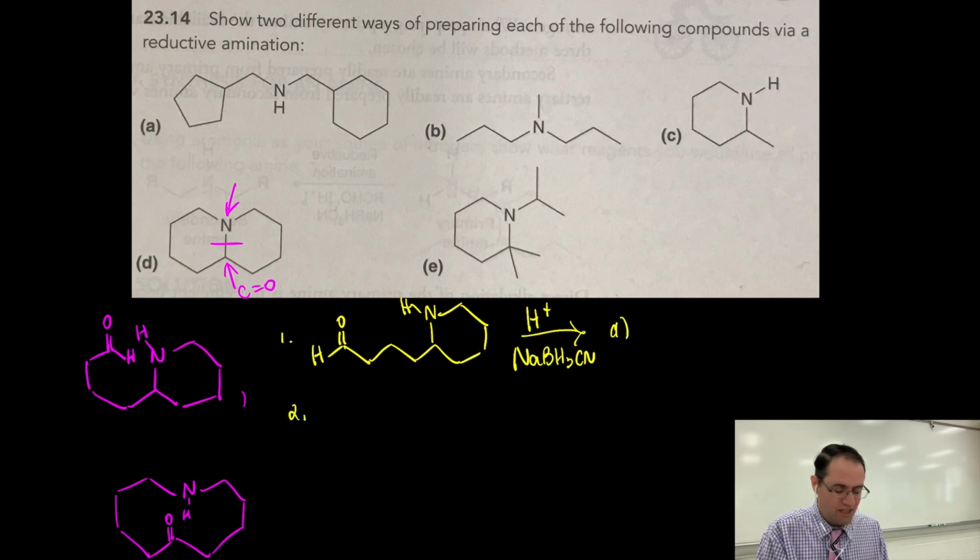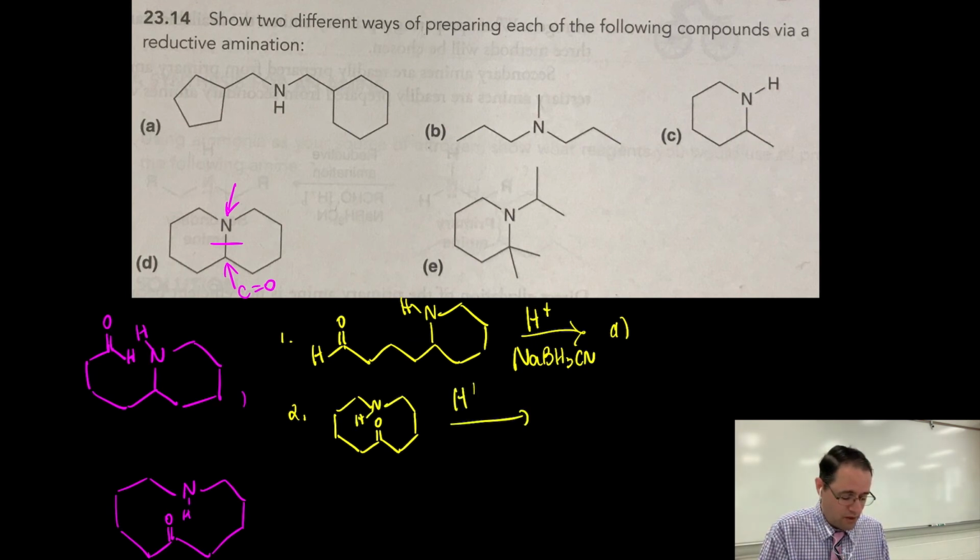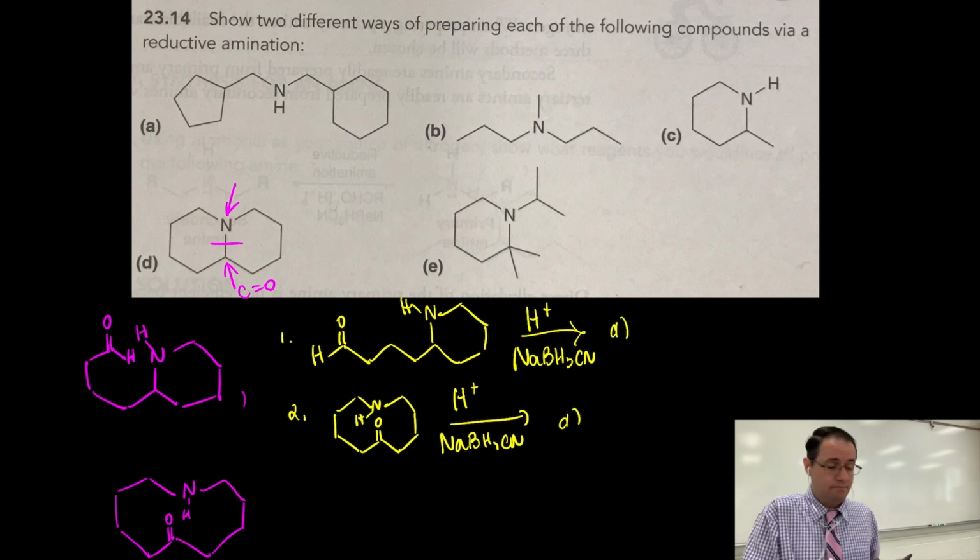The other possibility, I have no better way to draw this, is going to be my very strange looking molecule there. And same reagents, H plus is the catalyst, NaBH3CN is going to give me molecule D. All right? Let's do part E now.